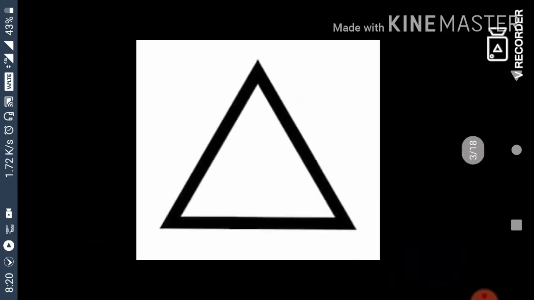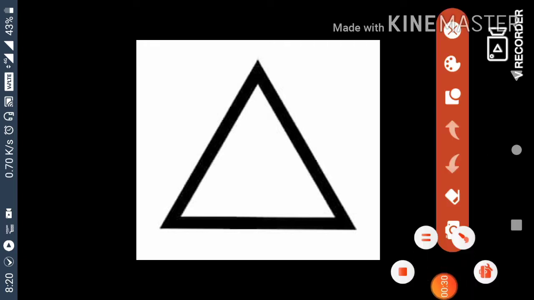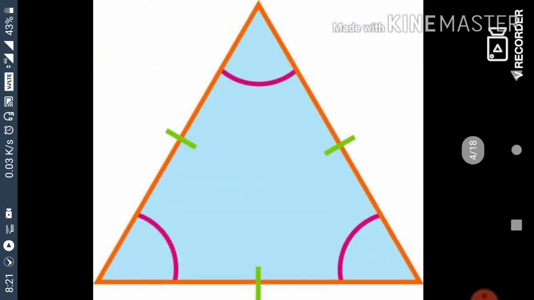So what is a triangle? This is the shape of a triangle. As you can see here, it is a closed figure, which is having three vertices: one, second and third. And if we talk about the sides, how many sides are there? One, two, three sides are there. Three sides, as you can see clearly from this figure.